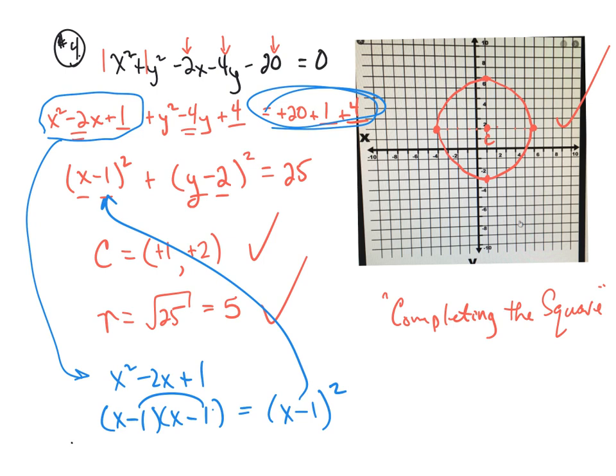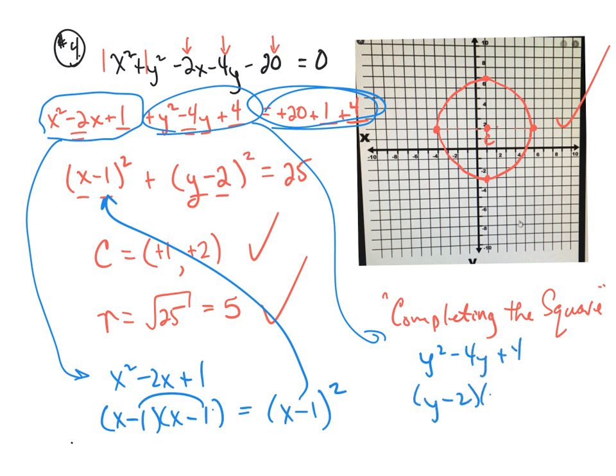And the process I just showed you of dividing by 2, then whatever number goes in the parentheses, squaring, will always create a trinomial that can be factored. As an example, this fella right here, y squared minus 4y plus 4. That can be factored into y minus 2 and y minus 2, which can then be written as y minus 2 squared, which of course is right there.